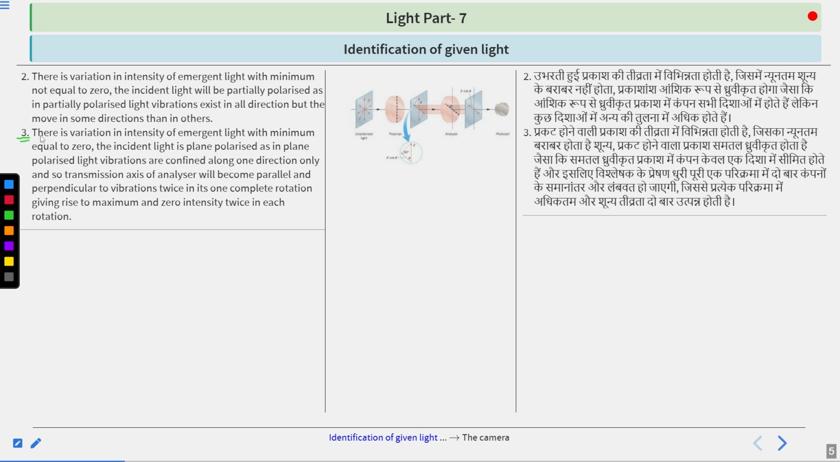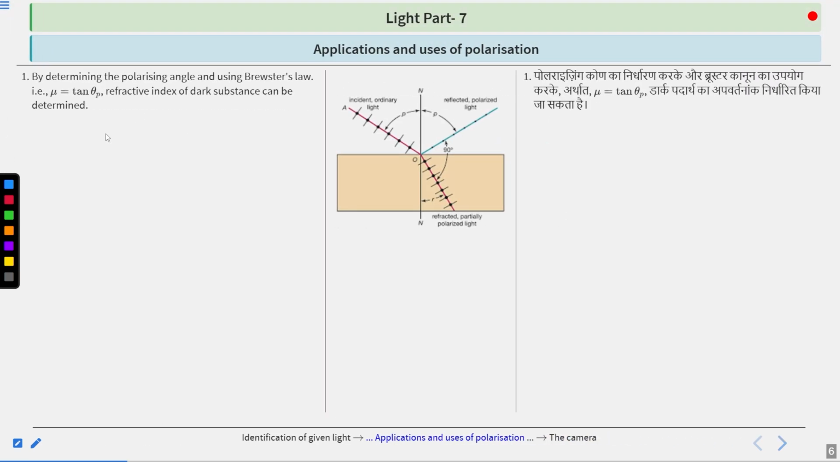So these are the three cases that we observe when we use the Polaroid, which we also call an analyzer. By seeing the variations in the intensity of emergent light and the incident light, by applying these cases, we could tell whether the light is unpolarized, partially polarized, or plane polarized. Okay, now let's move ahead.